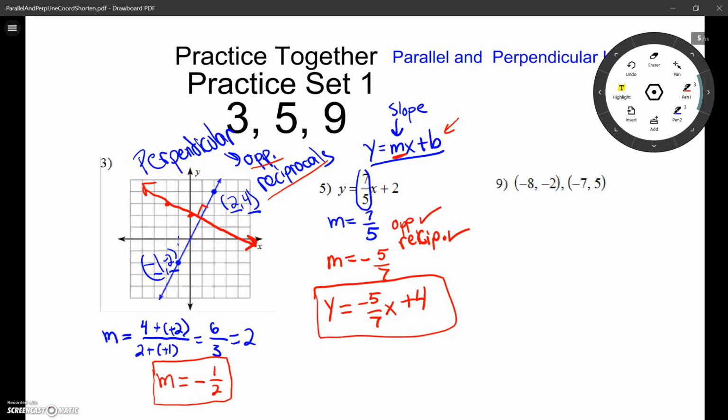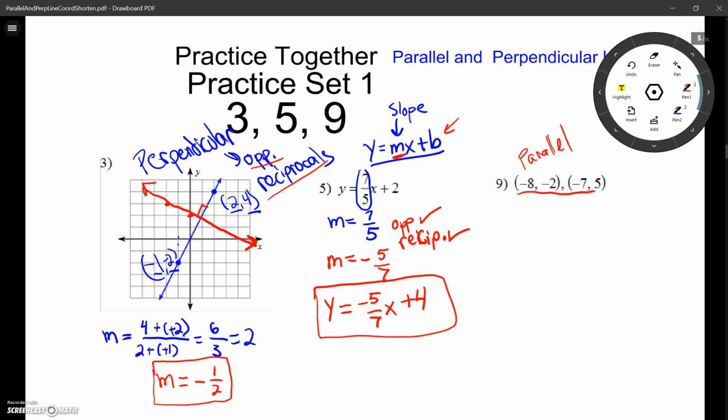Alright, so looking at this last example for this practice set, number 9, all we're given is two coordinates that are on the line. So now we need to use these two coordinates to find the slope of the given line, so then we can find a line that is parallel to it. The first thing we need to do is find the slope of the given line.